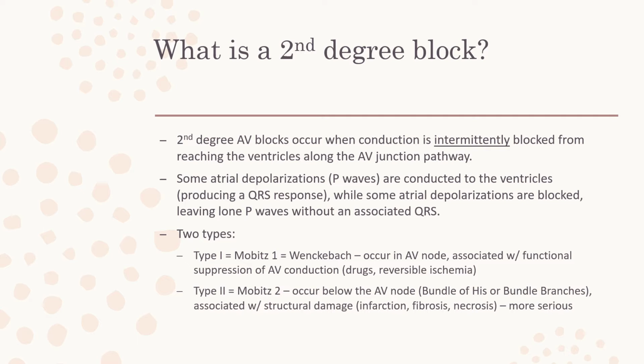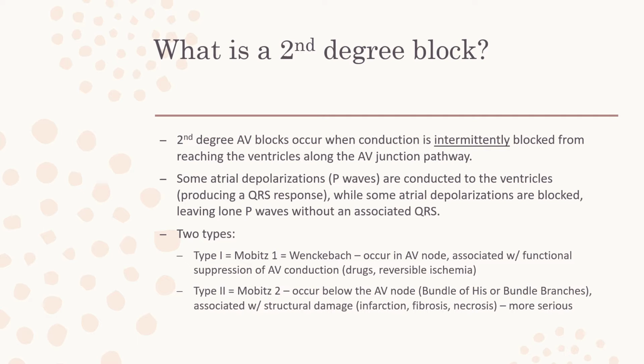There are two types of second degree heart block. Type 1 is the same as Mobitz type 1 or Wenckebach. It occurs in the AV node. It's associated with functional suppression of AV conduction, typically drugs or reversible ischemia. And that is one of the reasons that when we look at a second degree type 1 block, we don't consider it as critical as a second degree type 2 block.